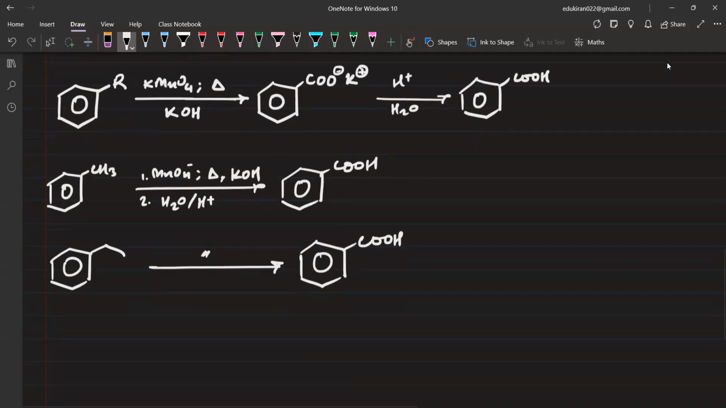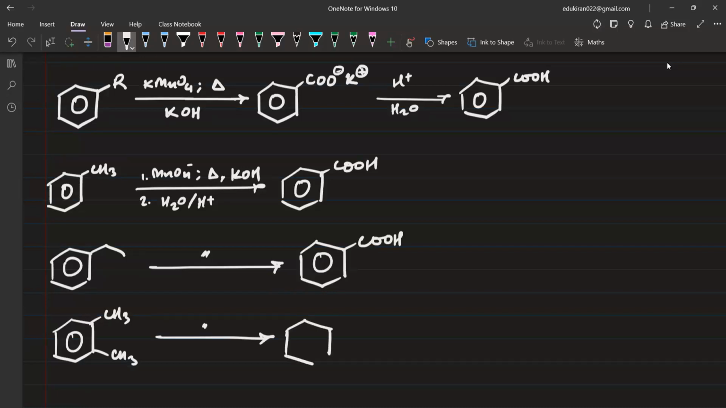Now, if you have 2 alkyl groups attached to it, you have CH3 here, you have CH3 here, and you have the same reagent, then both of the CH3s will be converted to carboxylic acid. So when you have 2 carboxylic acids in the ortho position, this compound is known as phthalic acid. P-H-T-H-A-L-I-C, phthalic acid.